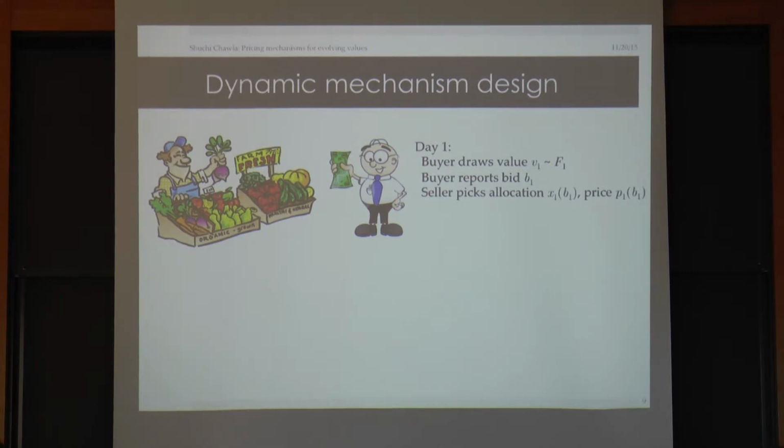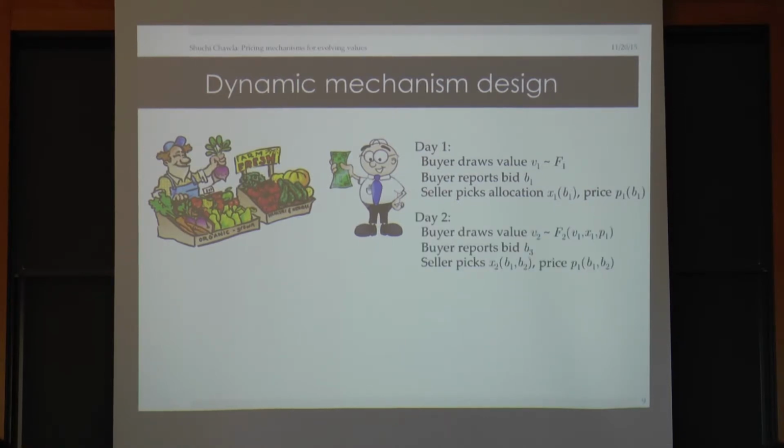So, dynamic settings. Now we are going to change the setup a little bit, and imagine that this buyer wants to buy a piece of fruit every day. So the first day, the buyer arrives and draws a value from some distribution, reports a bid as a function of that value. And then the seller picks some allocation and some price based on that bid.